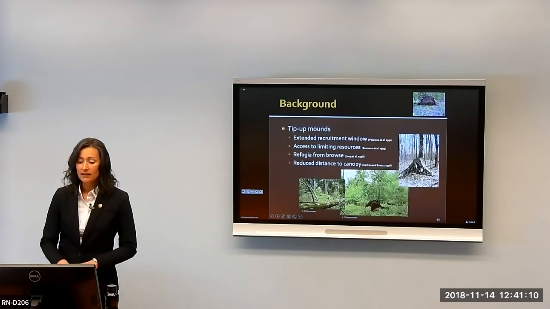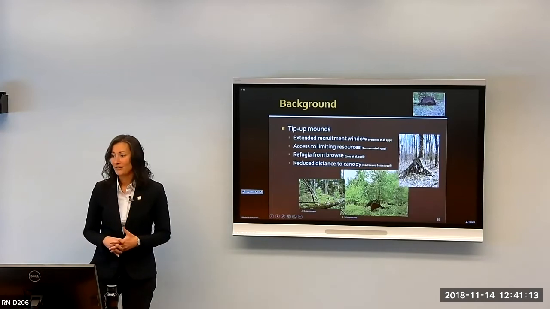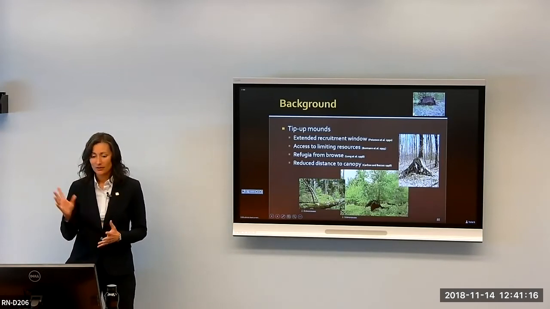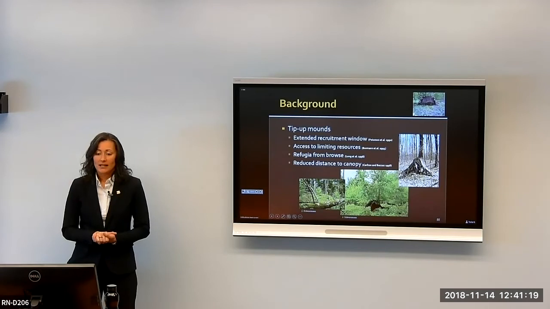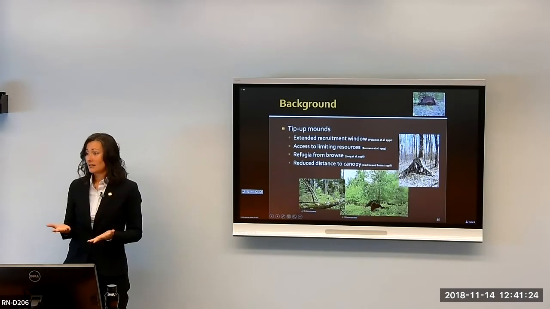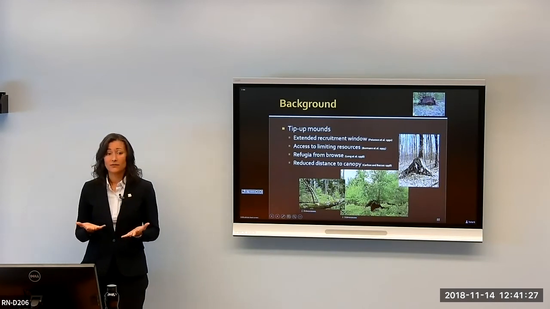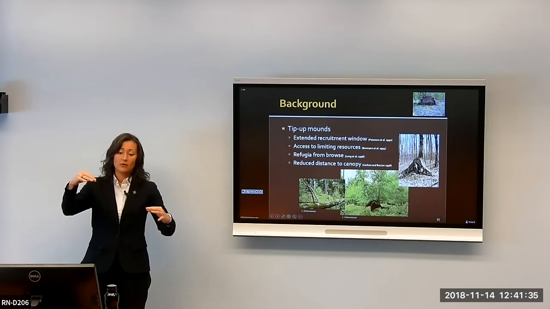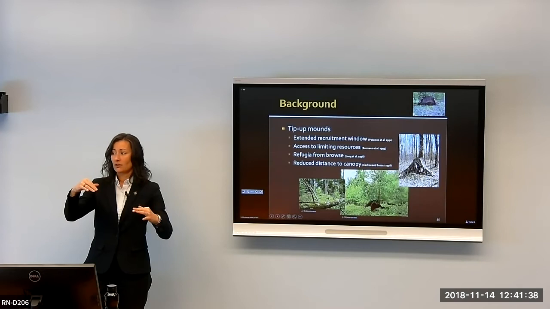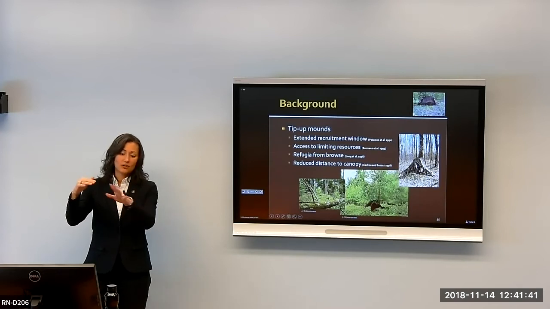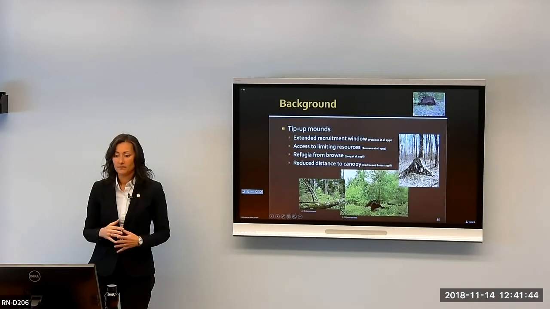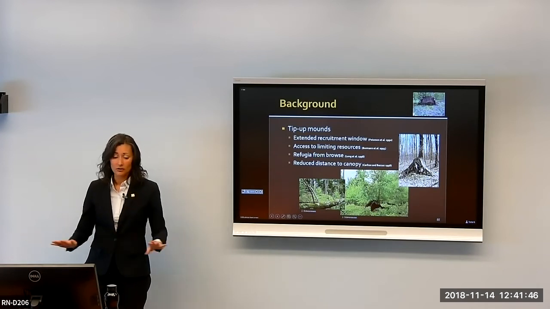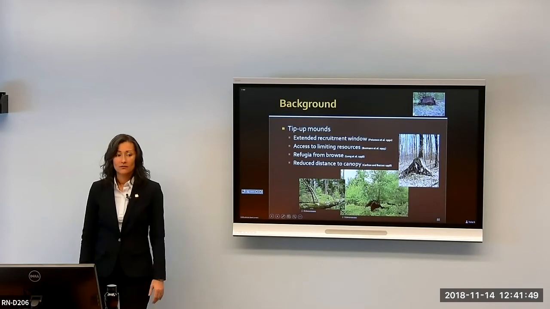So mounds are interesting. This isn't a new topic. It's something that's been studied in different places in North America and around the world. They can provide extended windows for recruitment. So some species, a lot of times light-seeded species, prefer mineral soil. And so these are natural exposures to mineral soil. And because of that very steep slope, plants don't reinvade that space quickly. So there's an extended time for that substrate to be available for tree regeneration. That's different than in these forests, with a very litter covered, continuous forest floor substrate.